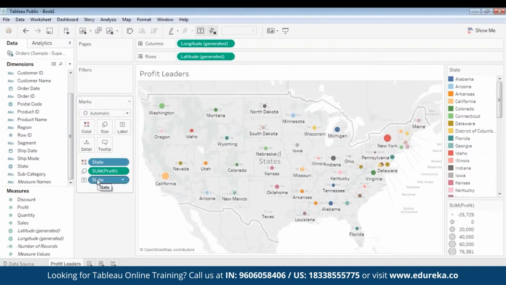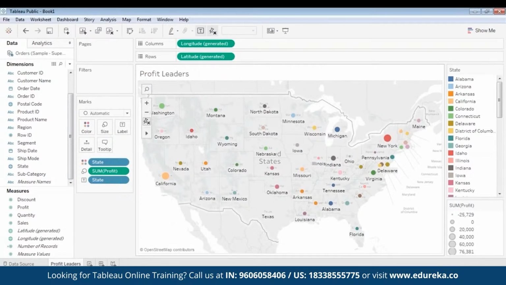Now label, I have chosen state because I wanted the state name also. If you remove the label, they will be just showing the bubble. Okay, your state name won't be there. So I wanted to show state name as well, right? So this is a simple representation, guys.